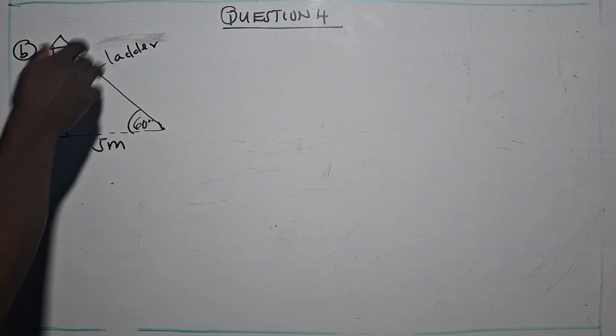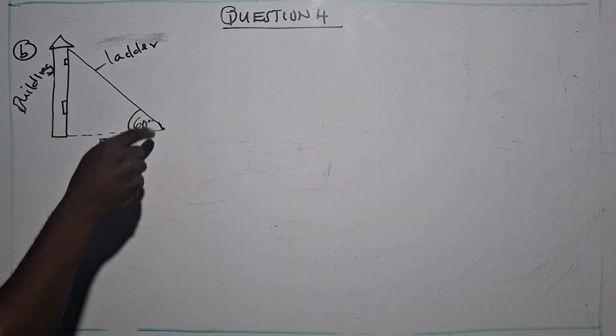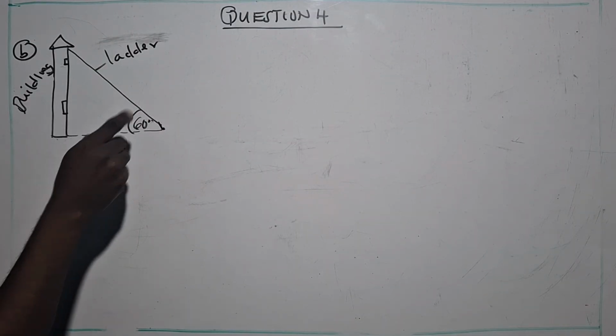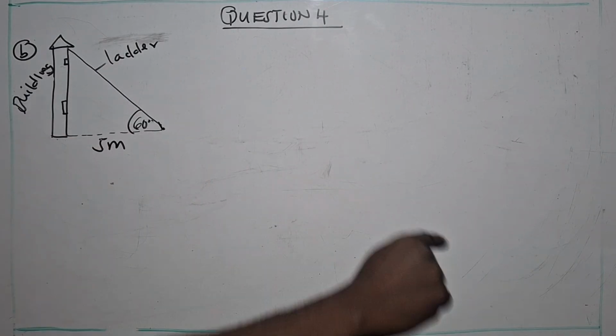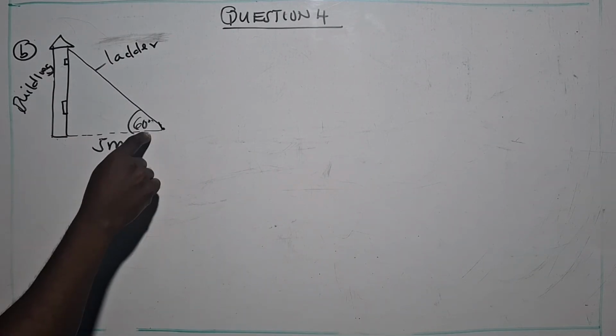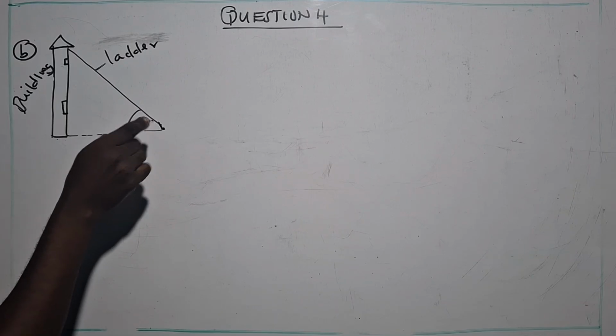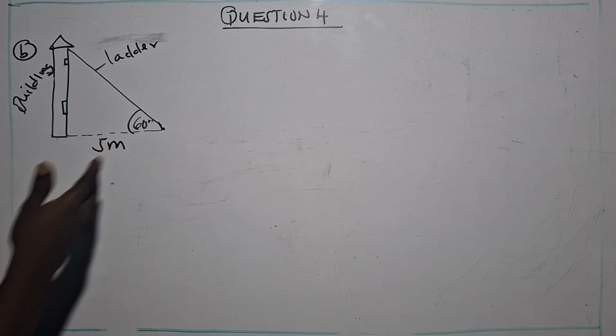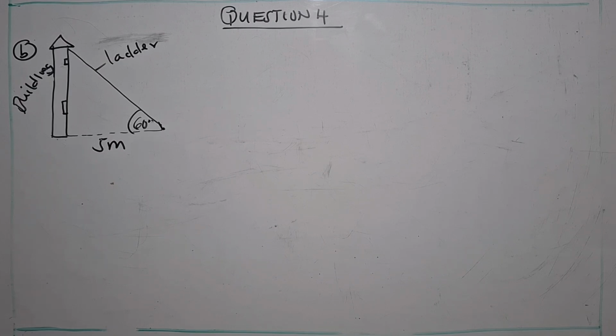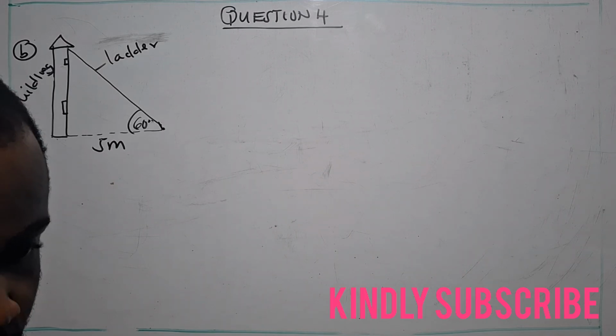So this is the building, the ladder is placed against it, and there is the angle the foot of the ladder makes with the ground. This is the ground. If the ladder is leaned against the building, there you have the straight ground. So it's 60 degrees. Then the distance from the foot of the ladder to the base of the building is 5 meters. If you draw this, you are good to go. You can use your trig ratios to solve them.